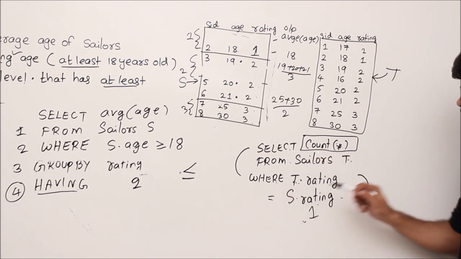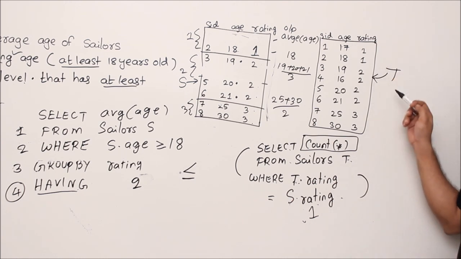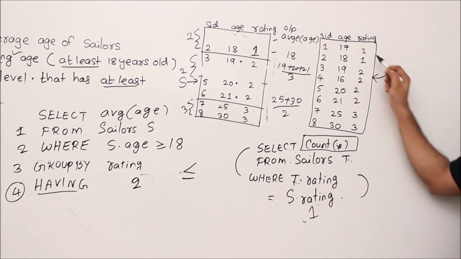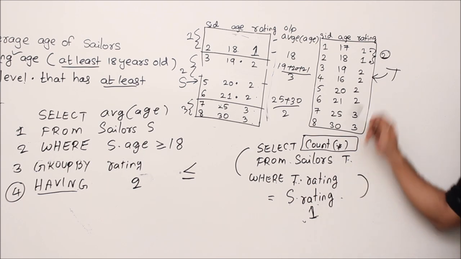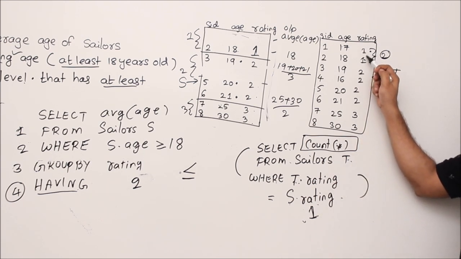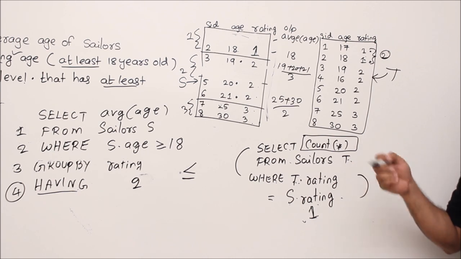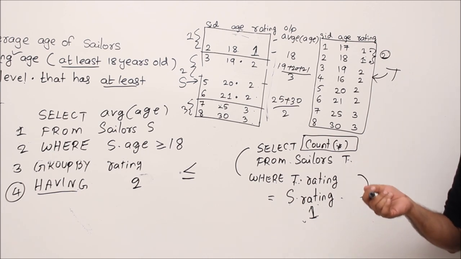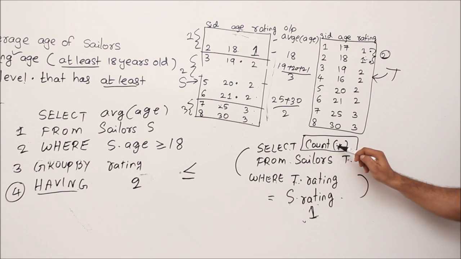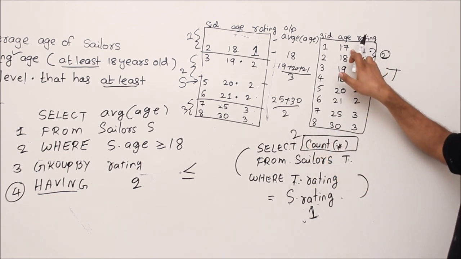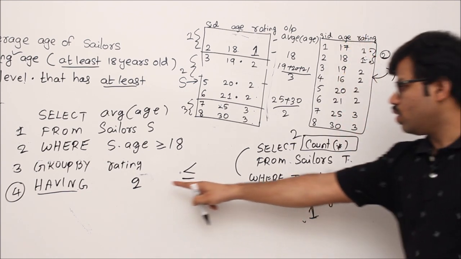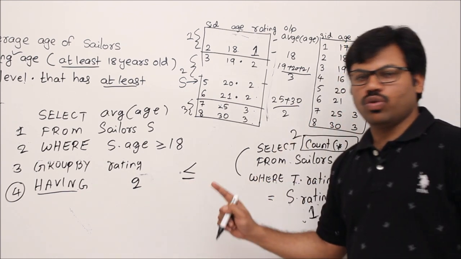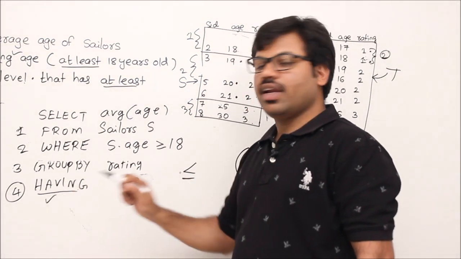where T dot rating equal to 1. How many people are having T dot rating 1? This is T dot rating 1, T dot rating 1, 2 people. That is giving group number 1's count, correct? How many people are having rating 1 means what? These are all the number of people in group 1. Indirectly we are computing the number of people in group 1, 2, right? That count star is 2. So since there are 2 people, the condition 2 less than or equal to 2 will become true. Then the having condition will be evaluated to true.